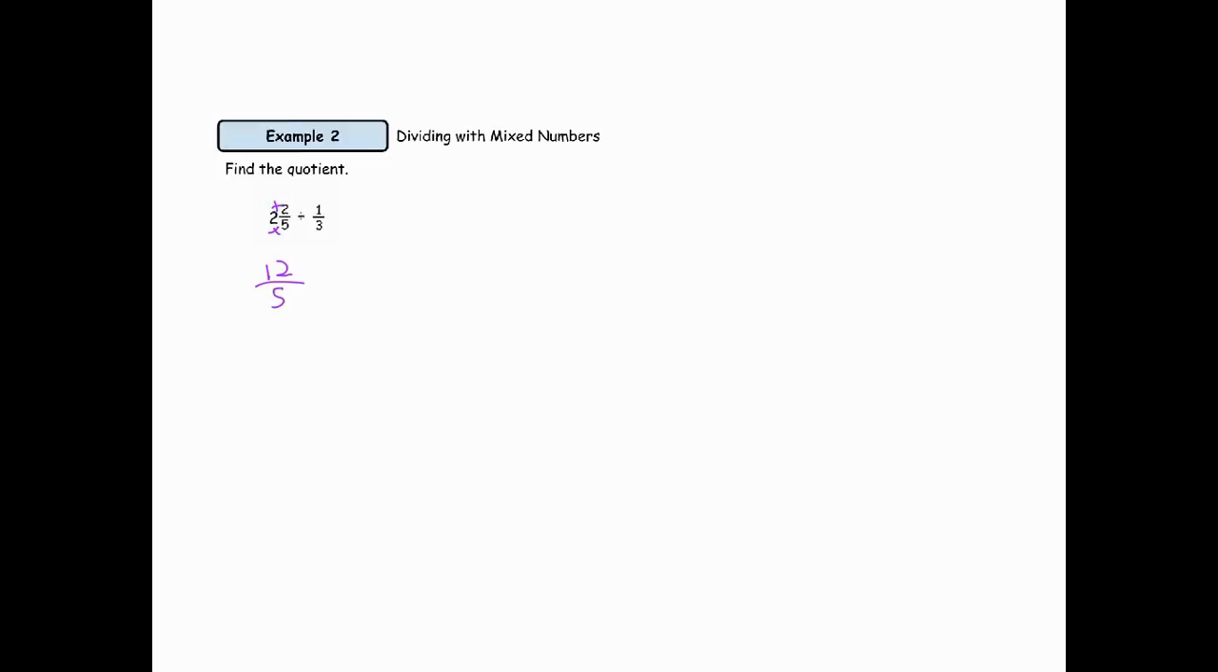So we have 12/5 divided by 1/3. So now that we have fractions in our division problem, we can actually change it to a multiplication problem by taking 12/5 and multiplying it by the reciprocal of 1/3, which is 3/1. And we can simply multiply straight across to get 36/5, which does simplify. 5 goes into 36 7 times, with 1 left over out of 5, so we have 7 1/5.